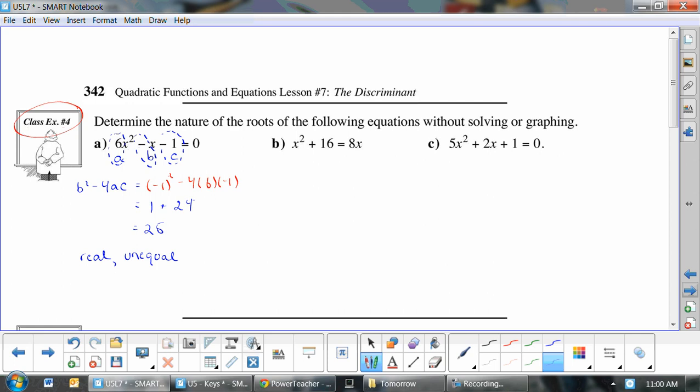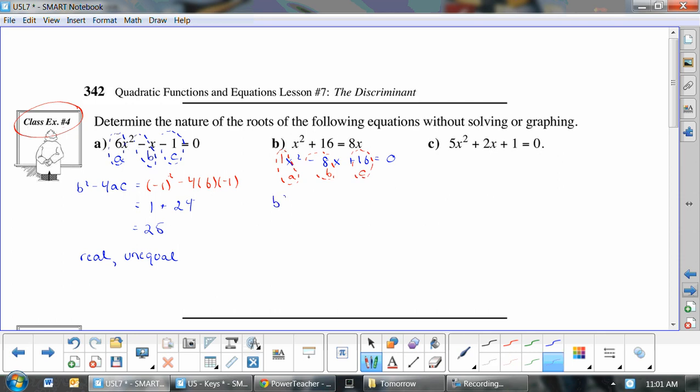Okay, so let's do number 2. So number 2 is one of those ones where you have to kind of reformat it. So we'll go, okay, x squared minus 8x plus 16 is equal to 0. We go A, B, C. We know that A is equal to 1, B is equal to -8, C is equal to 16.